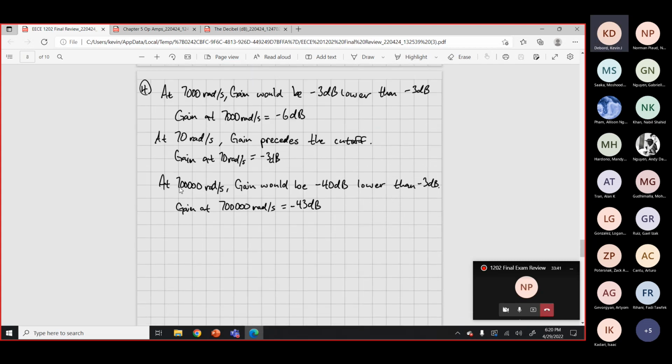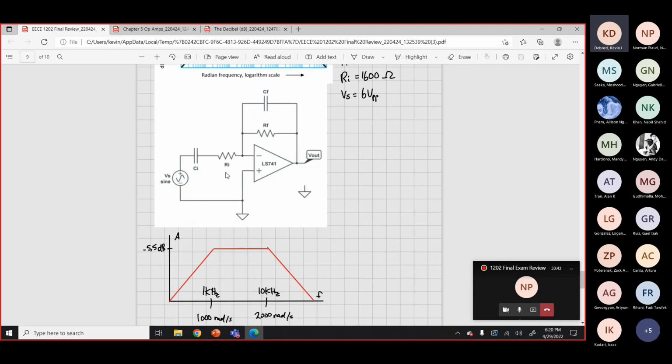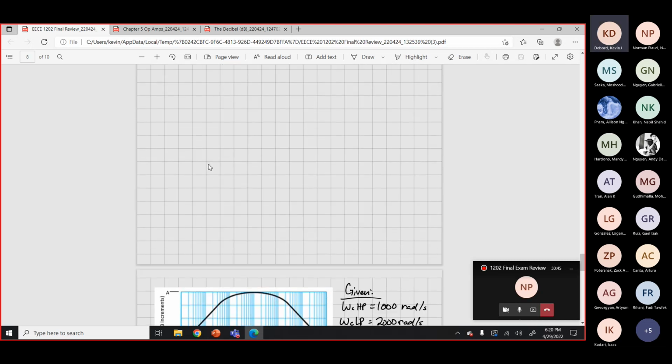But on the exam, they will just give you the value out. Okay, yeah, so like 700,000 radians per second. And don't forget, it will catch you up on the exam. There is a difference between rads per second and hertz. In fact, I will write this.